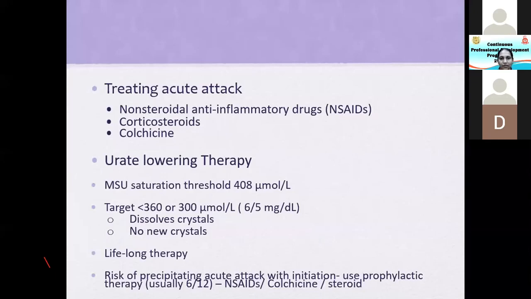Now we have to, once we initiate these patients on urate lowering therapy, titrate our doses in order to achieve these targets. Remember, gout treatment, once initiated, is lifelong therapy. So you might have patients coming to you for follow-up. So this is important to keep in mind.